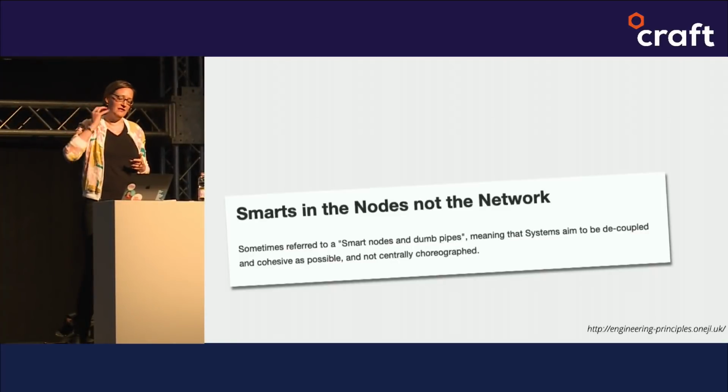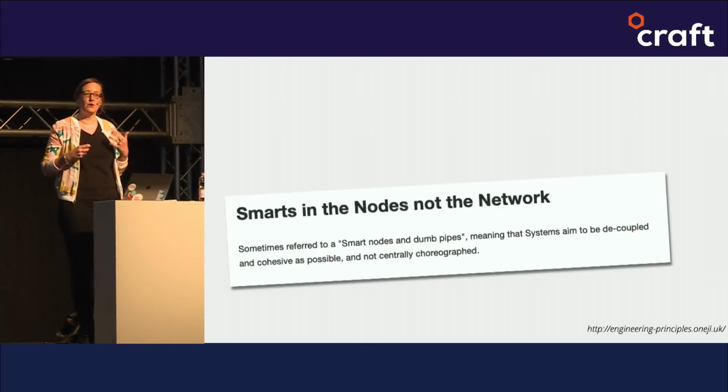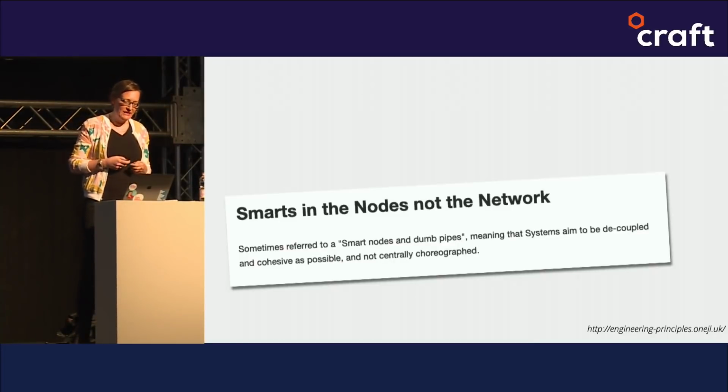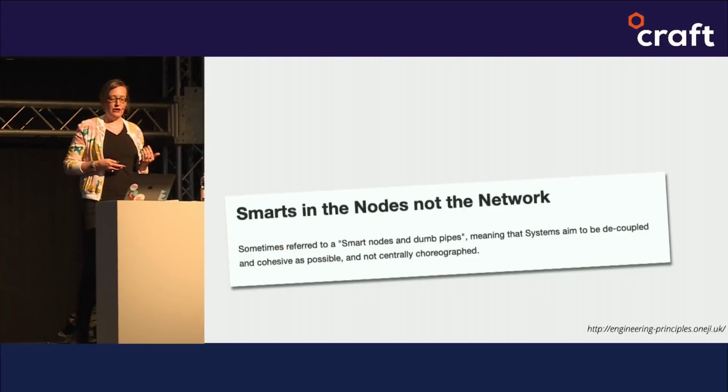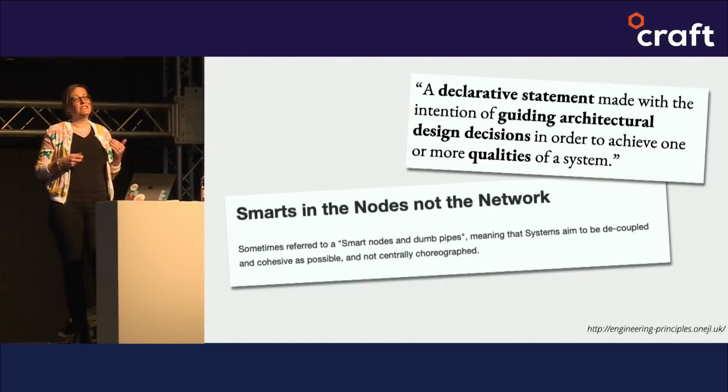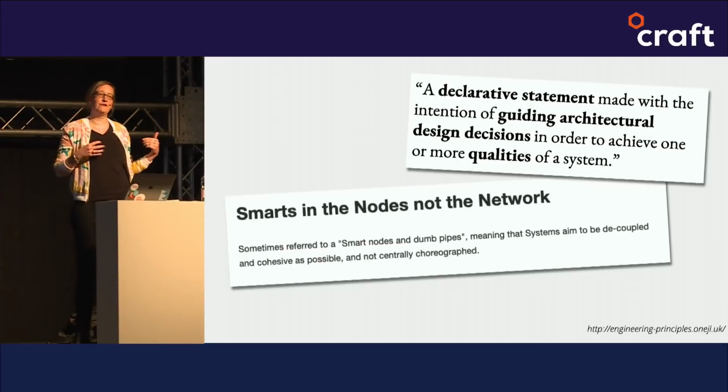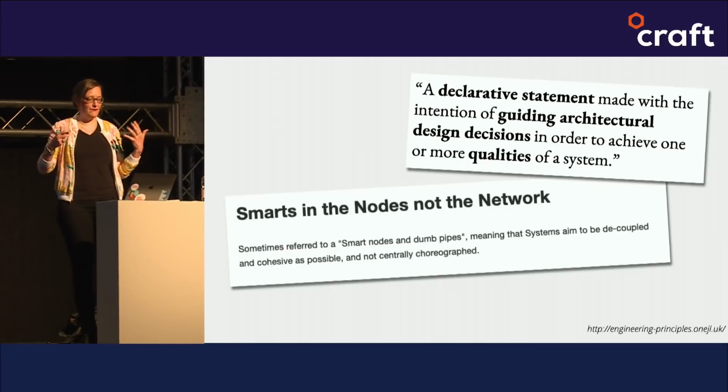The title here is Smarts in the Nodes, Not the Network. A catchy title always helps people to remember. But then, of course, you need more details. So there's a sentence here talking about how this means that systems aim to be as decoupled and cohesive as possible and not centrally choreographed. This is definitely a declarative statement. Declarative meaning, describing the state in the future that we want to achieve. We have an intention of achieving that state.